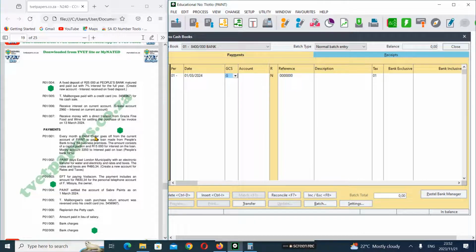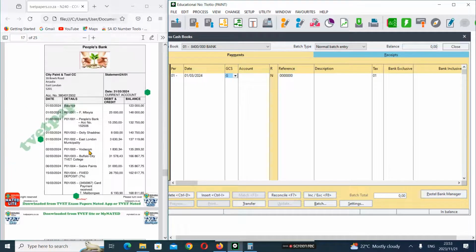They're saying every month a debit order goes off from the current account to pay a loan made from People's Bank to buy the business. The amount consists of 15,000 for interest on loan. Modify account 3350 to interest paid on loan, People's Bank. Okay, so simply they're saying a debit order goes off, so we're paying an amount that consists of a capital portion and 15,000 for interest on the loan.